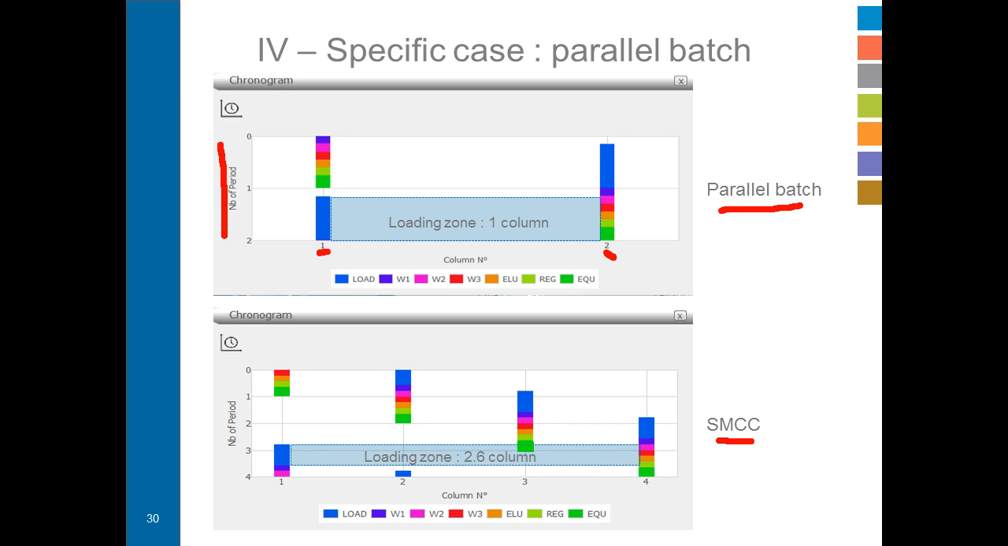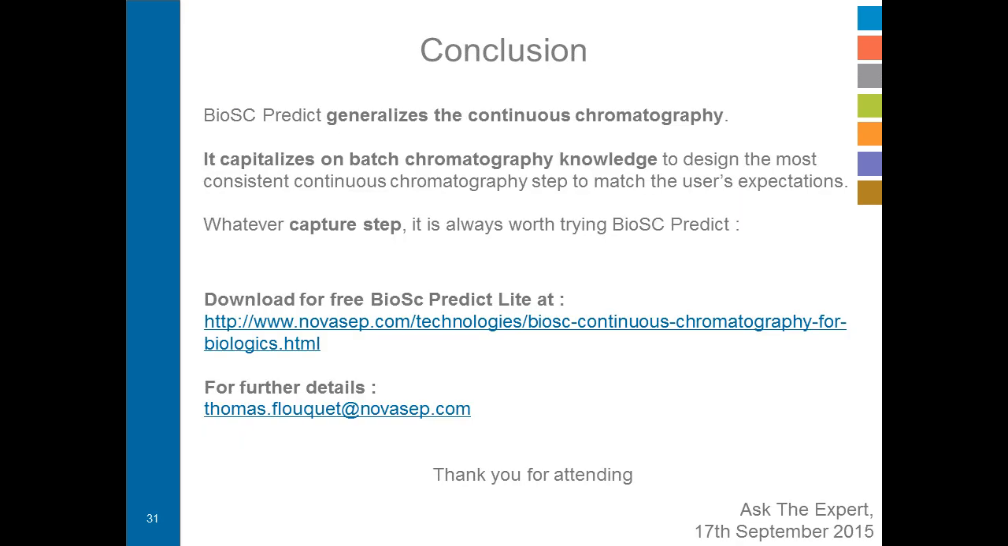You will find this pattern for every column. For example, if we look at column 2 in the loading zone, column 3 is in the loading zone, column 4 is also in the loading zone, and column 1 is in the loading zone. During that time, column 2 is processed. Just for you to understand what is the difference between parallel batch and SMCC.